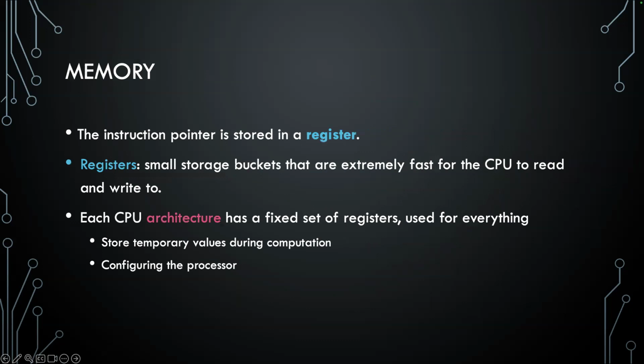So all of your instruction pointers are going to be stored in this thing called a register. And those registers are just a specific bucket of storage for instructions. It's really, really fast for your CPU to read those and to write to them. So each CPU architecture has a set of registers, and that's used for everything. It can store temporary values during computation, right? Your variables, and it can also configure the processor. Your register is a super critical, important piece of your computing architecture.